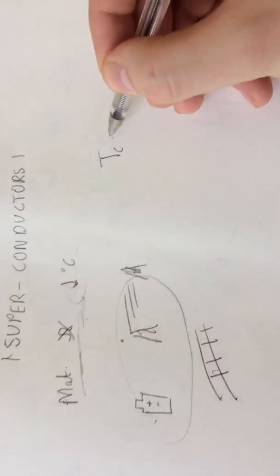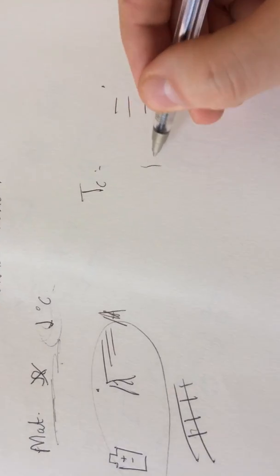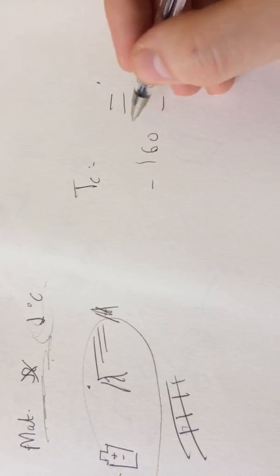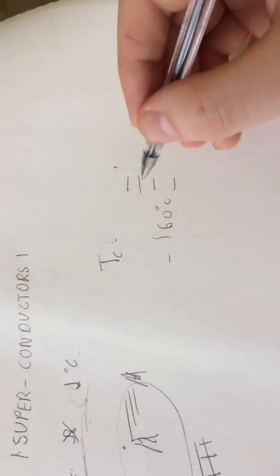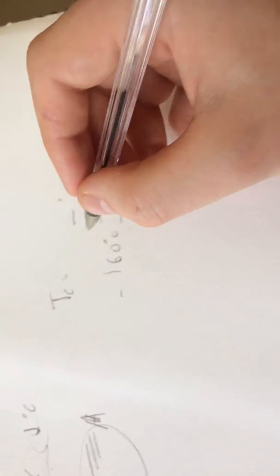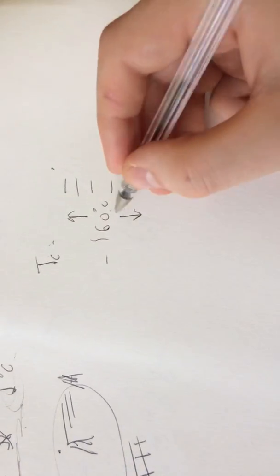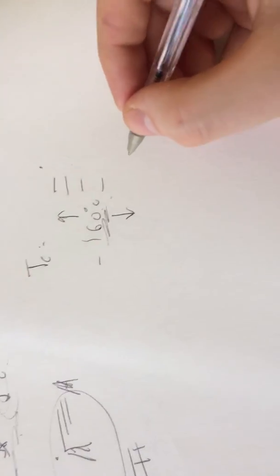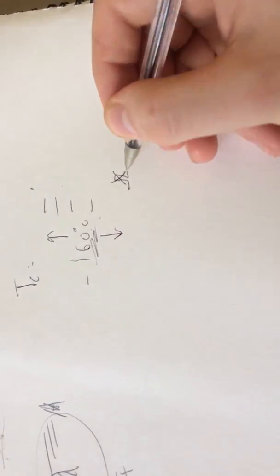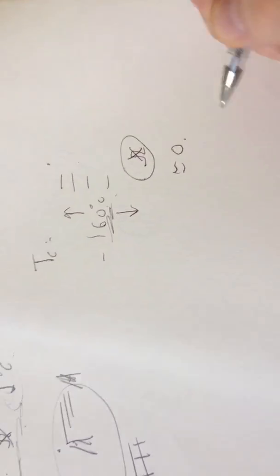You have something called TC, which is your critical temperature, and it's the temperature at which, let's say it's minus 160 degrees centigrade, it loses its resistance, the very low temperature part. So anything above it, it'll keep its resistance. Anything below it, it'll lose its resistance, not completely, but almost to zero.